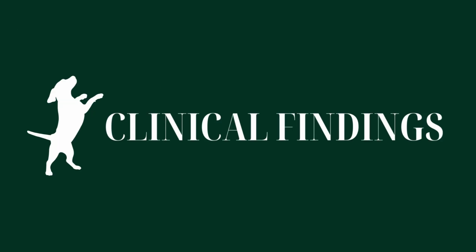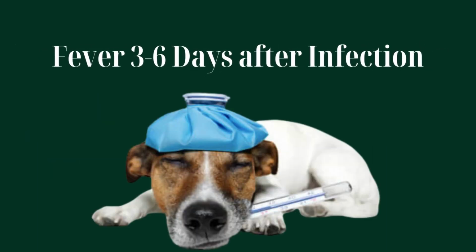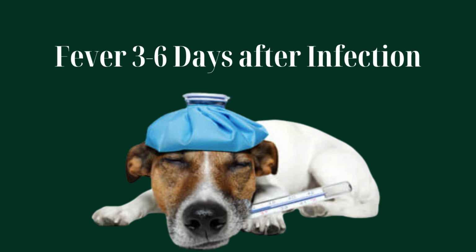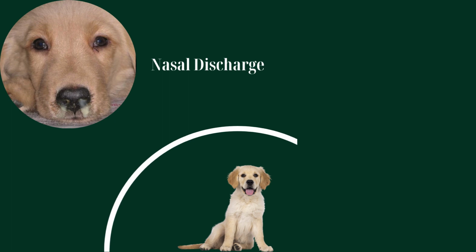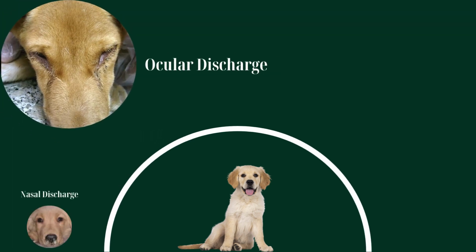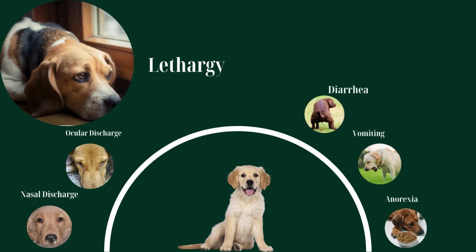Clinical findings of canine distemper. A transient fever usually occurs 3 to 6 days after infection with canine distemper virus. The fever subsides for several days before a second fever occurs, which may be accompanied by gastrointestinal and respiratory signs: serous nasal discharge, mucopurulent ocular discharge, anorexia, vomiting, diarrhea, lethargy, and depression.